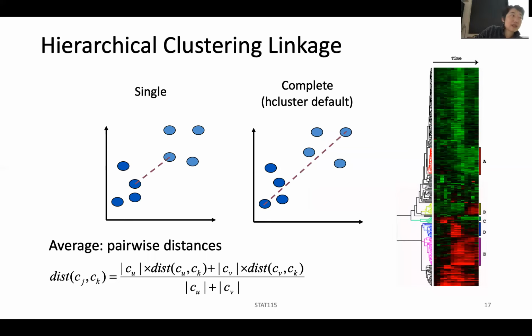Okay. And so, yeah, you can specify. One way to decide whether your cluster is stable is to try different linkage, you know, single and complete and average, and see whether you roughly get the same result. And if it is, it's a pretty stable cluster.